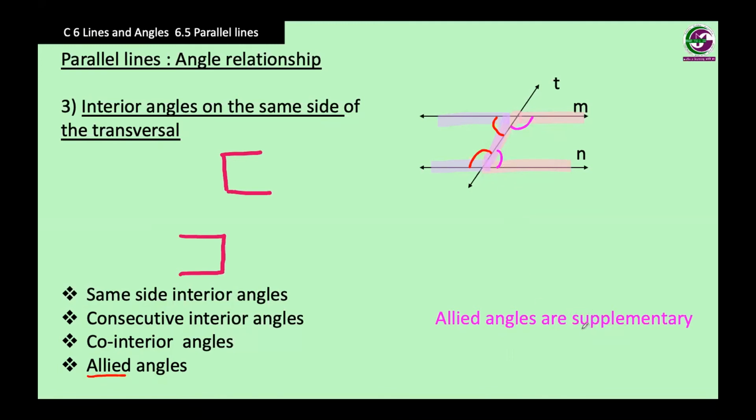So what do you understand? They are not equal, but they are supplementary. We have studied about the word supplementary. Supplementary means two angles, when you add them, we will get the number 180 degree. So in a pair of allied angles, those two angles, when you add, we are gonna get 180 degree. For example, if this angle is 100 degree, this must be 80 degree, because when you add them, you will get 180 degree. Same can be applied on the left side as well. If the first angle is 80 degree, the second angle will be 100 degree.